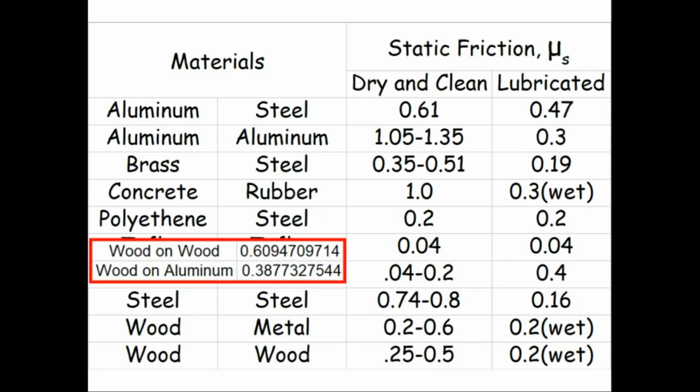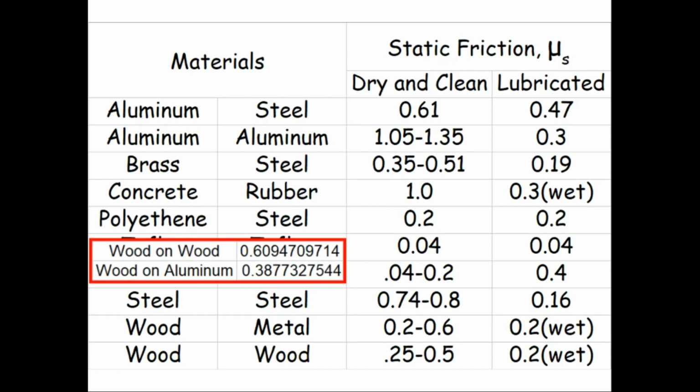Looking back at the chart from earlier, we can see that the numbers that I got weren't actually that far off from the real numbers. So the value I got for wood on wood is approximately 0.61, and the value for wood on wood is somewhere between 0.25 and 0.5. Now I think the reason why my numbers were so much higher than the actual numbers is because the two boards weren't sanded very much. And I think one of the boards even had some pine pitch on it, which would obviously increase the static coefficient of friction. But I think I still got pretty close.